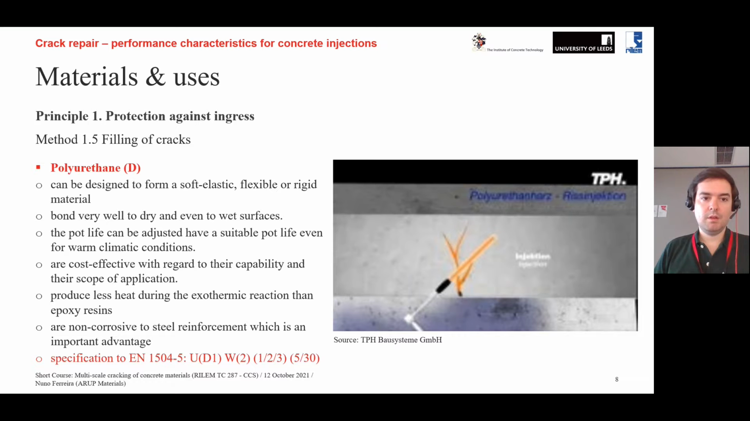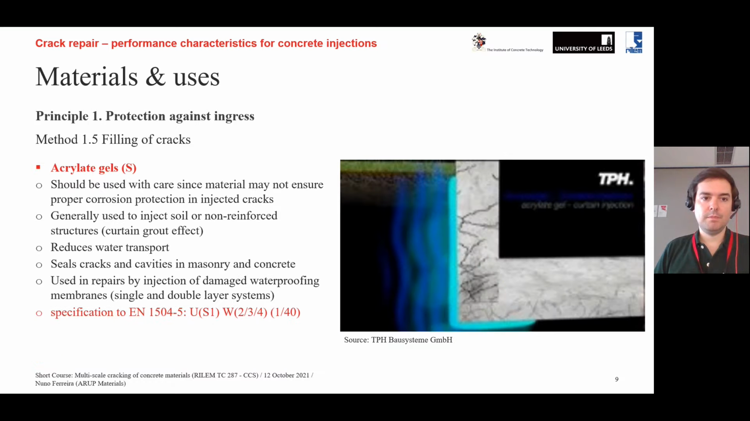Now, if we focus on another set of materials used for filling of cracks, we have the acrylate gels, which allow you to create a curtain effect by sealing the cracks, but also behind the cracks. So it creates almost a waterproofing layer. This particular product is used to repair damaged PVC layers, for example, or TPO layers. So it's an interesting solution.